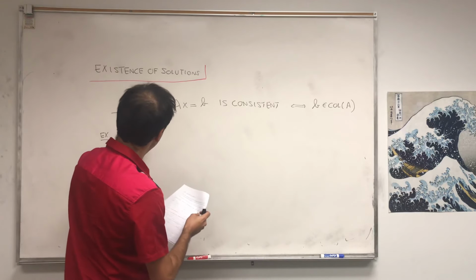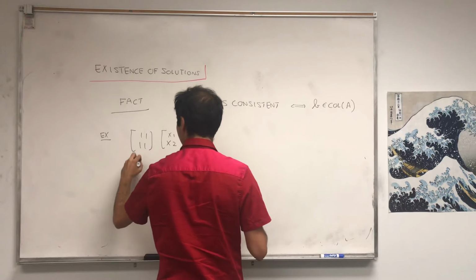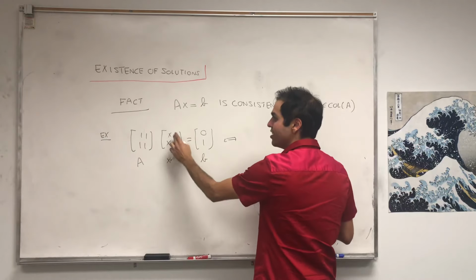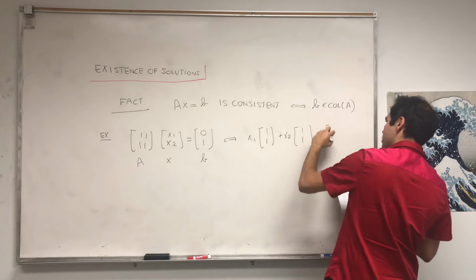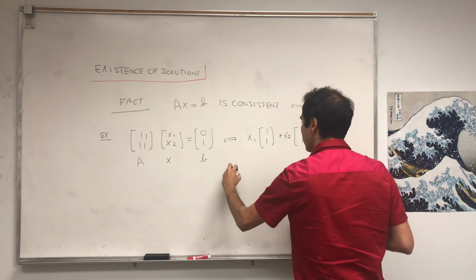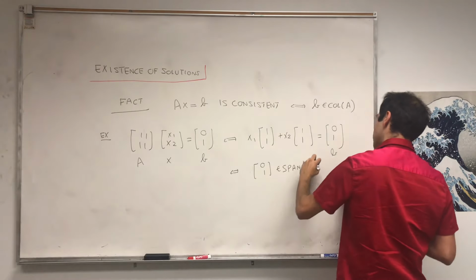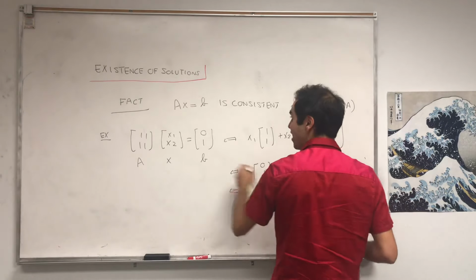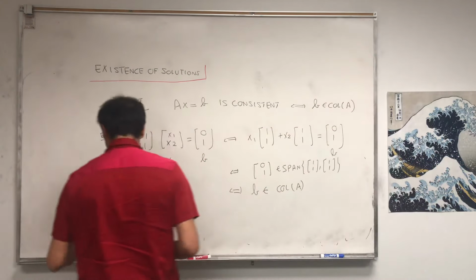So what would it mean for this to have a solution? [[1, 1], [1, 1]] times (x1, x2) equals (0, 1), which by the way is inconsistent. But equivalently, how can we show this? Notice matrix multiplication, you can think of it as a linear combination. So that would be x1 times (1, 1) plus x2 times (1, 1) equals (0, 1). This is just equivalent to saying that B is in the span of (1, 1), (1, 1). So (0, 1) is in the span of those columns, but this is just B, and the span of the columns of A is precisely the column space of A.